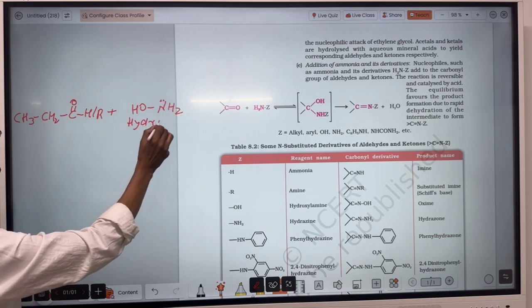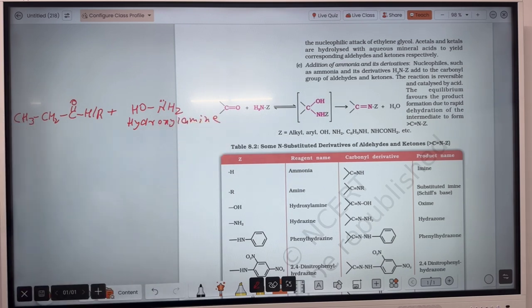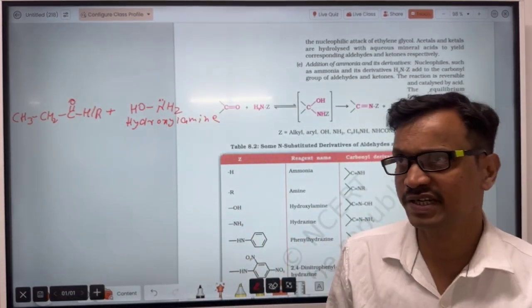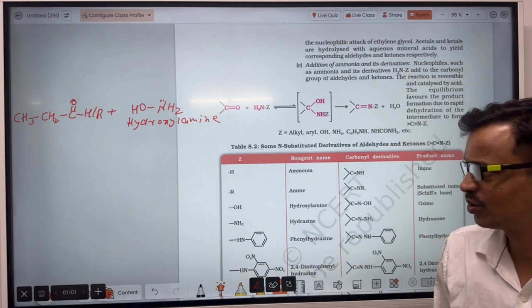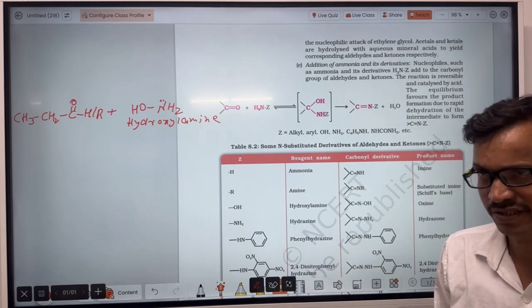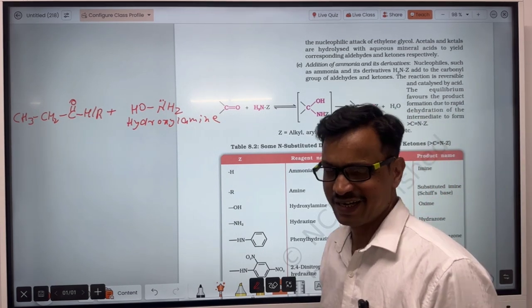This is called hydroxylamine. This compound is called hydroxylamine because in this compound there is OH and NH2. That is, the amino group and the hydroxyl group are both present. So that's why this compound is called hydroxylamine.